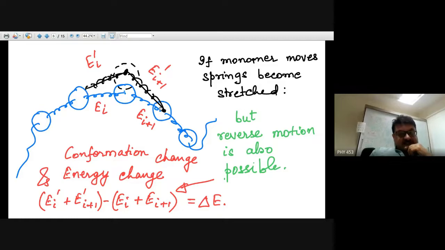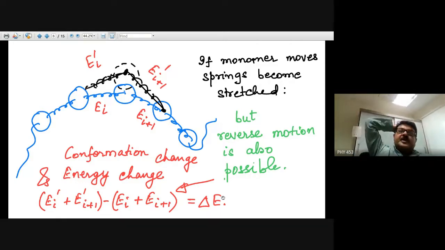this spring gets stretched. So previously the energy of these springs was, suppose, E_i and E_{i+1}. And because of the motion of this monomer from here to here, this spring is now more stretched, suppose. As a consequence, the energy of this spring becomes E_i' and this spring becomes E'_{i+1}. So because of this conformation change, the total energy change would be E_i' plus E'_{i+1} minus E_i plus E_{i+1}, and that would be delta E.